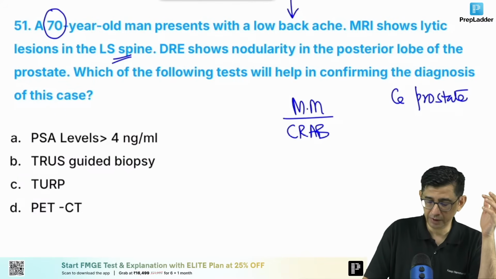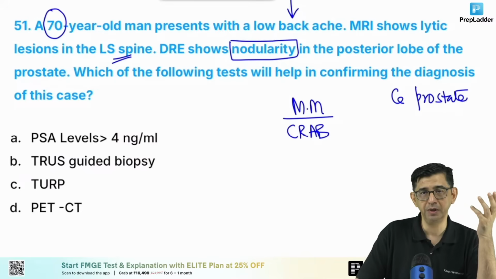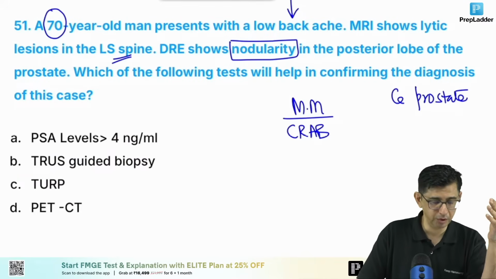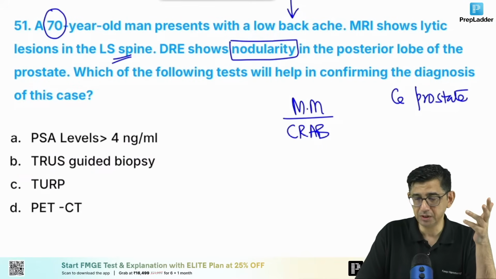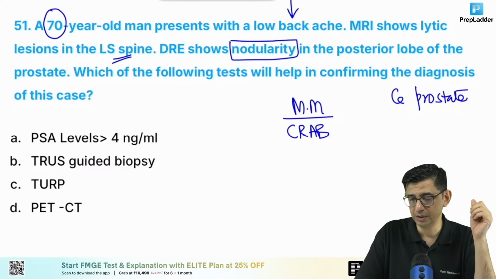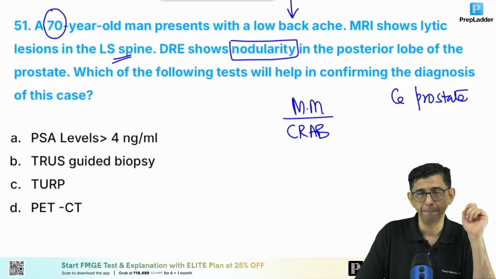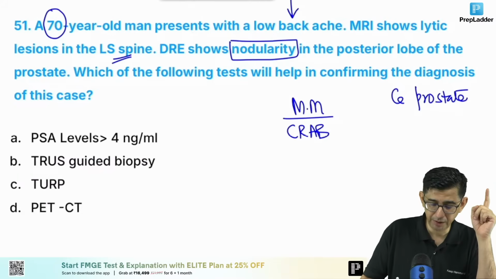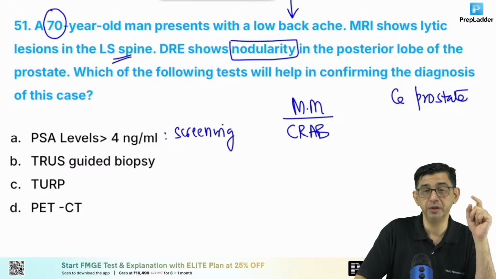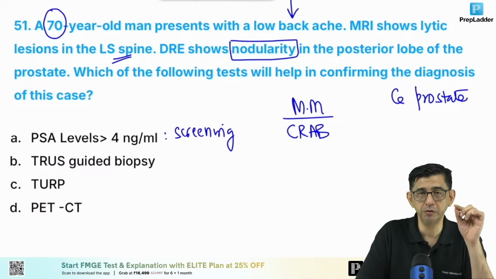That's why the Batson plexus, and then a nodularity in the posterior lobe of the prostate. The commonest site for prostate cancer is the posterior lobe of the prostate. So it asks which test will help in confirming the diagnosis of this condition. Confirmation of cancer is always done with a biopsy. Prostate specific antigen is only a screening test, and this screening test is never accurate because it can be false positive in case of UTI also.